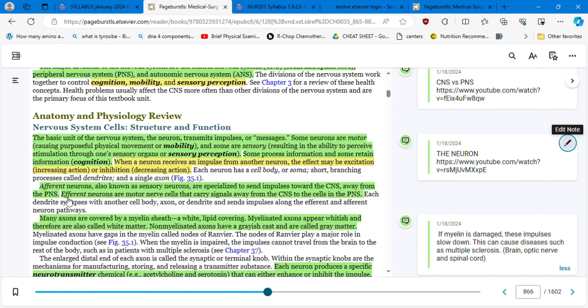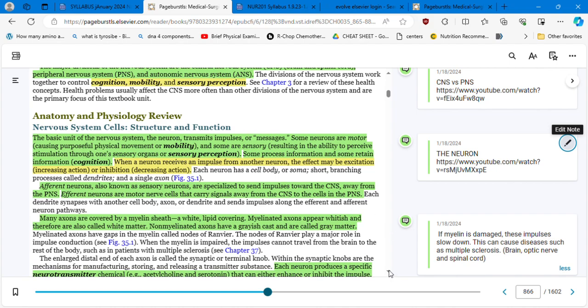And the other one is called efferent neuron. The efferent neuron starts with an E, which is exercise. It's a motor neuron, okay? Efferent neurons are motor cells that carry signals away from the CNS to the cells in the peripheral nervous system. So it's the inverse, the reverse. So the efferent neurons work in the central nervous system, meaning the brain and the spinal cord, and they send signals to the peripheral nervous system, all the extremities, arms, legs, okay?